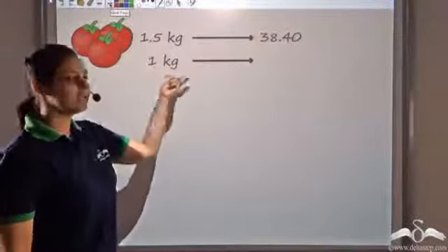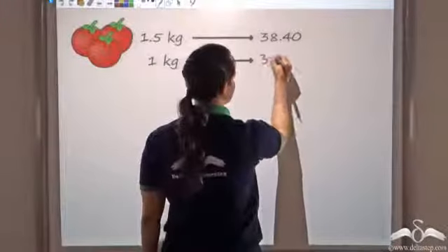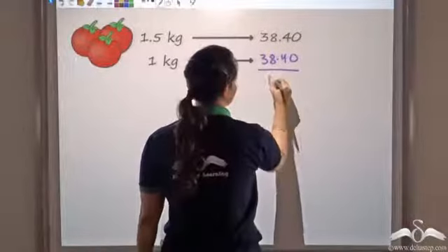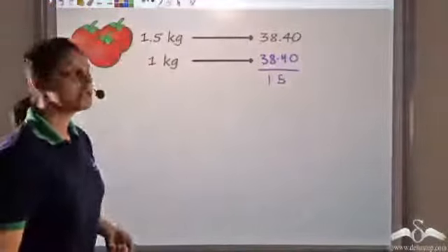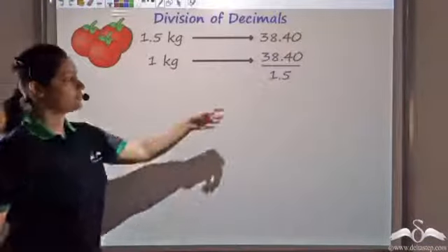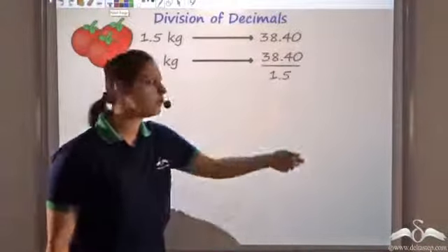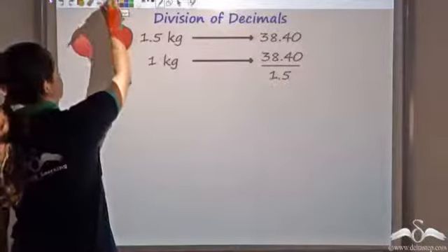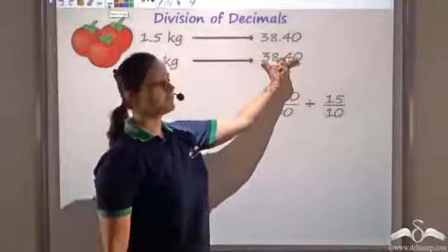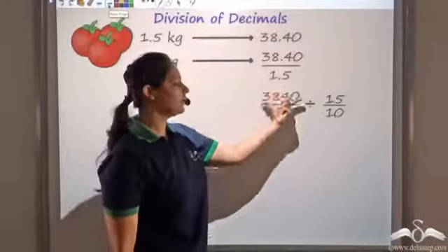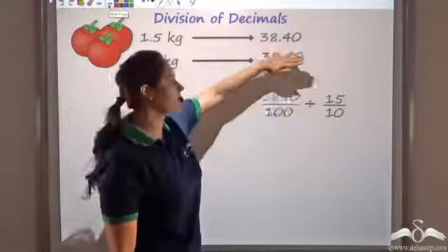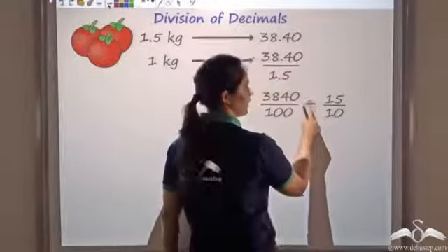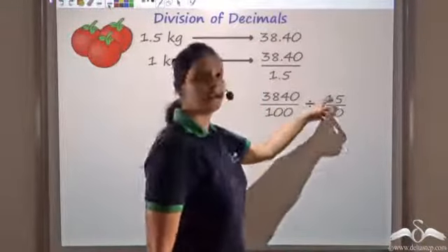That is what 1.5 kg costs me. 1 kg would be 38.40 divided by 1.5. This is nothing but division of decimal numbers. Now how do I divide these two decimal numbers? So 38.40 can be written as 3840 by 100, converting this number to a fractional number, divided by 1.5, which is 15 by 10.